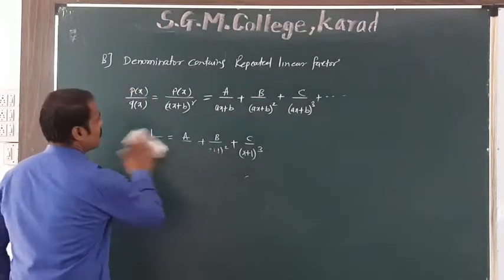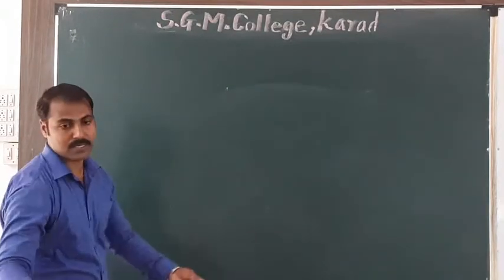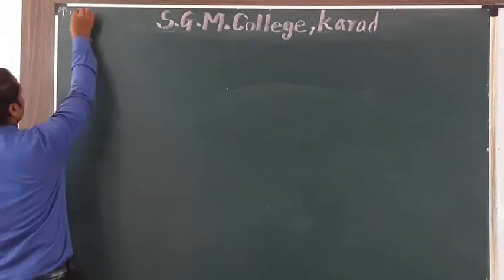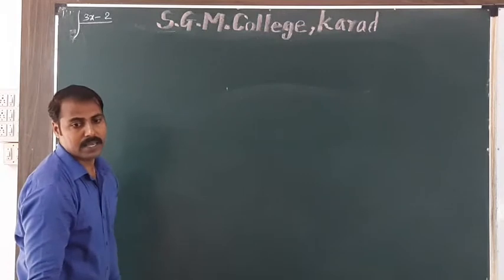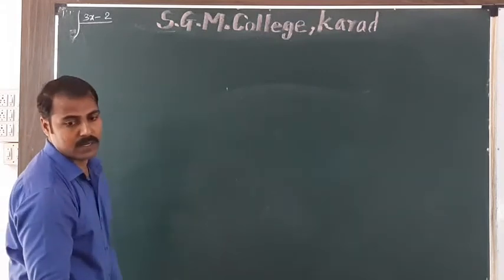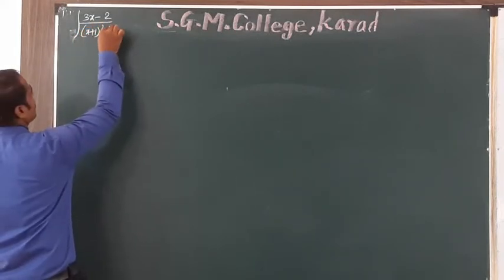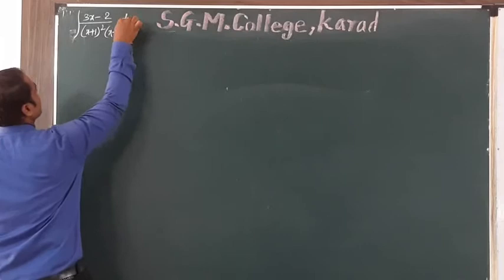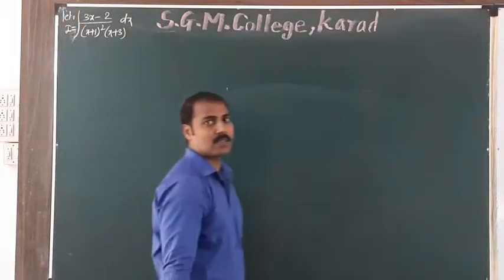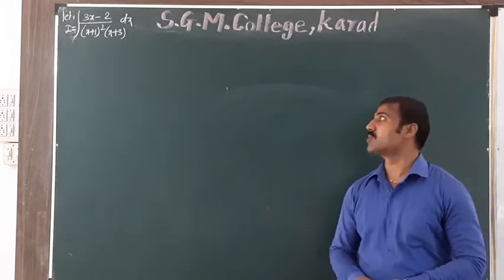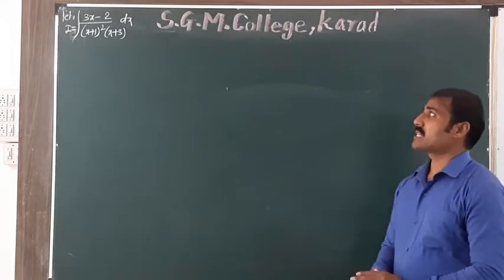We saw some examples on this type. Here the first example is: evaluate the integration of (3x - 2) divided by (x + 1) squared into (x + 3) dx. Clearly it is an example on integration, so denote the integration by I. So starting with, let I equal the integration of (3x - 2) divided by (x + 1) squared into (x + 3) dx.